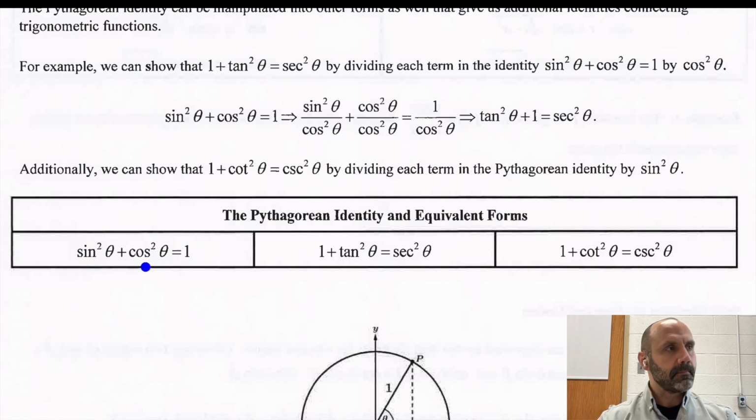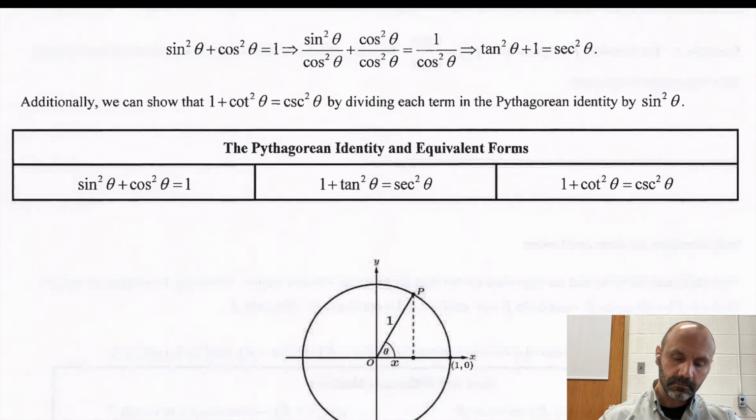But again, in terms of memorizing, just understand that it's the same thing as the Pythagorean theorem. And then these just derive from that with one simple algebraic step. I mean, relatively simple algebraic step, just dividing by sine squared or dividing by cosine squared. You get these alternative forms of the same thing here.